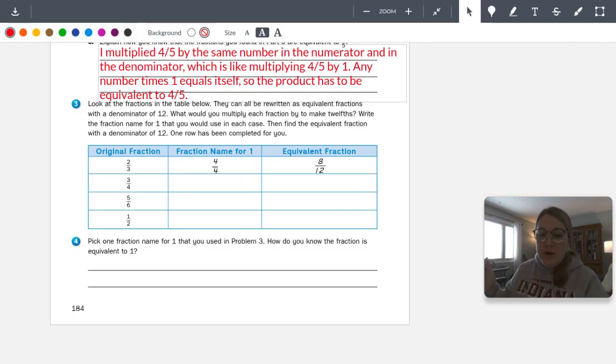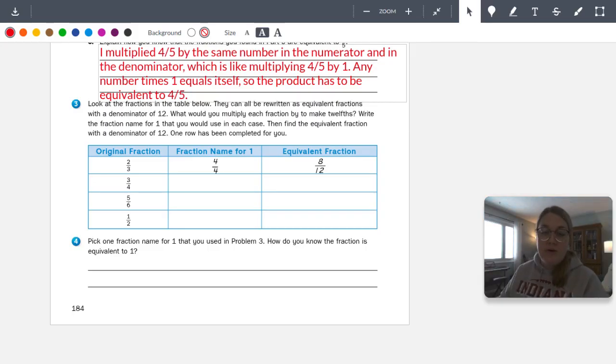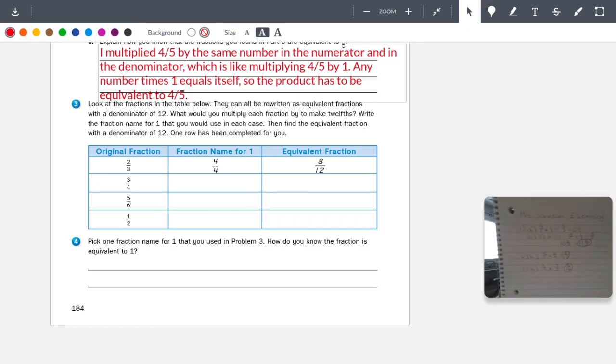So what times 4 gives me 12? Well, 3. So for my second factor then, I'm going to write 3/3. So now I have 3/4 times 3/3 equals something over 12. Well, now I just multiply my numerators across. So 3 times 3 is 9. So my answer is 9/12 in the right column, and in the middle column is 3/3.